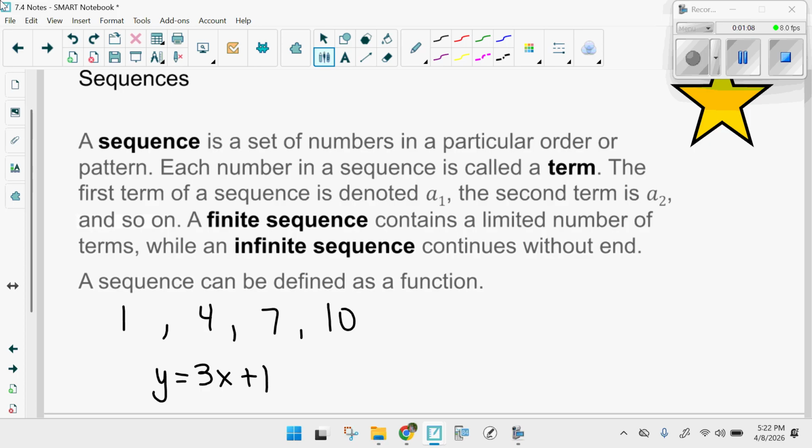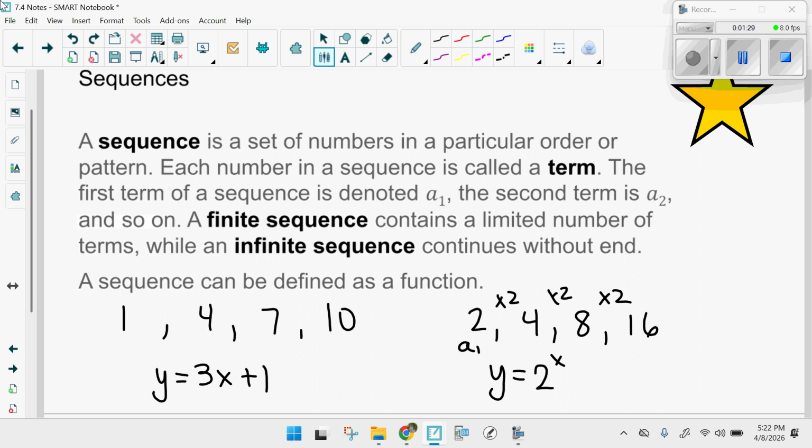Today we're going to look at geometric sequences, where there's a common multiplier each time. So we can see here we're multiplying by 2 to get to each new term. So I could rewrite this as a function, y equals 2 to the x power. So my first term is a sub 1, 2 to the first power is 2, a sub 2, 2 to the second power is 4, a sub 3, and so on. So we can write these sequences as a function. We've done arithmetic, and this would represent a geometric.